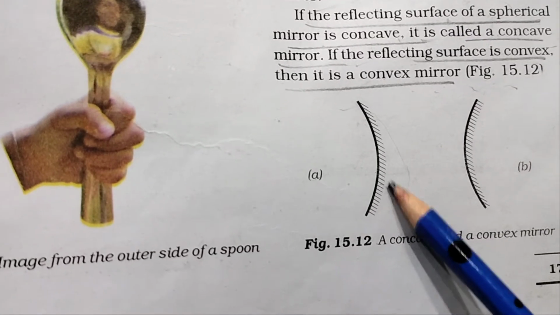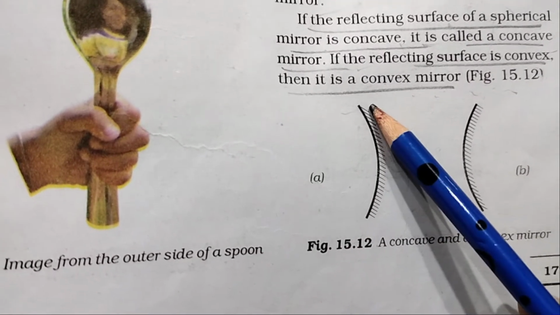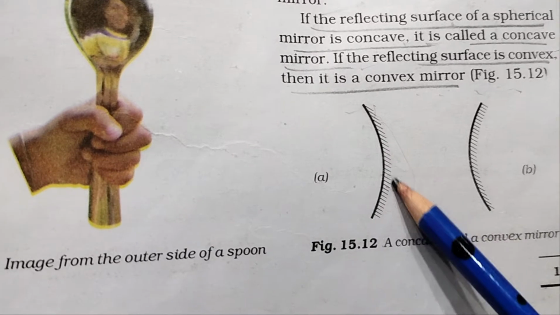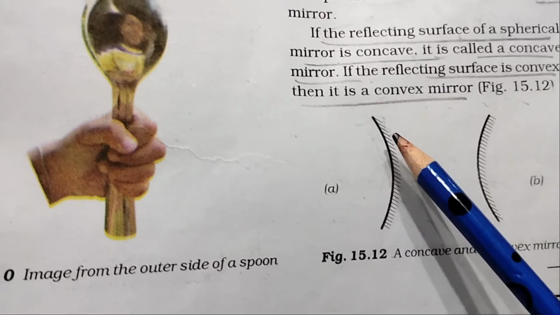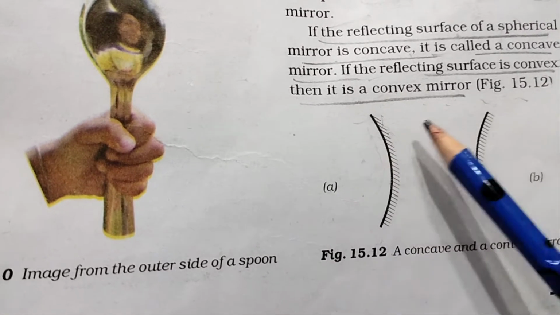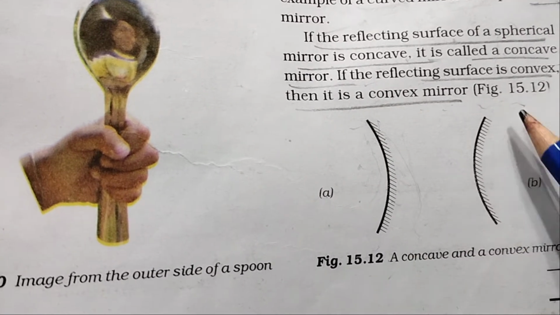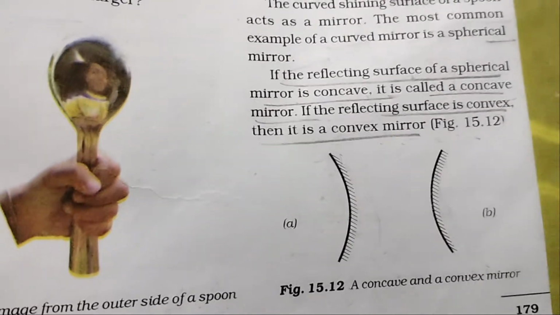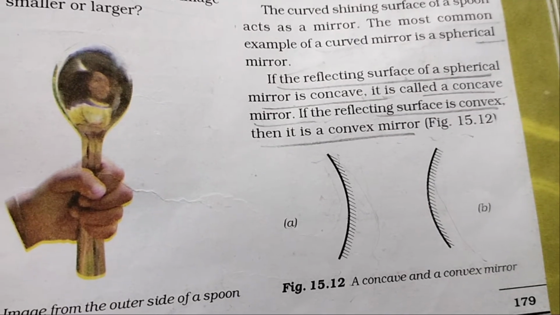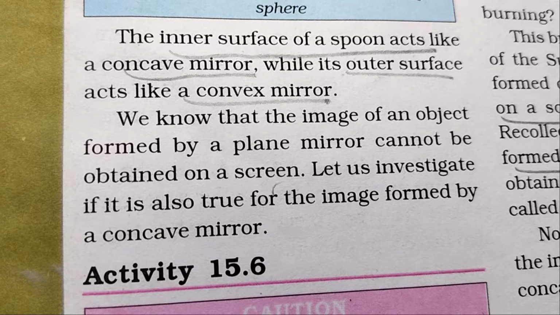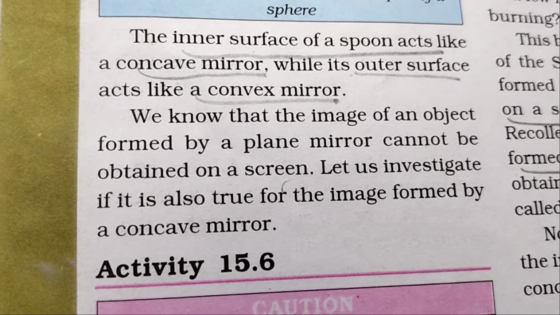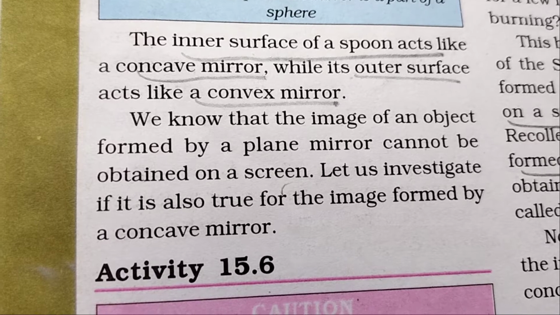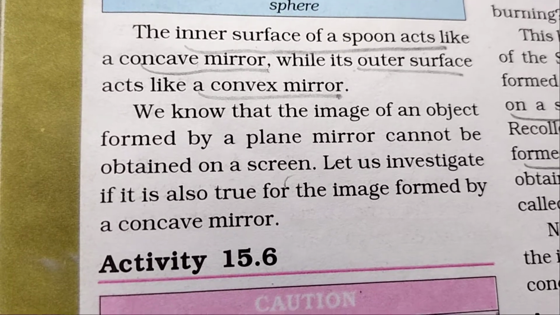जो ये side ऐसे हुई हुई है, ये वाली ऐसे हमने draw करी हुई lines, this is the shiny surface and this is the unshiny surface, or you can say polished surface or unpolished. So this is a concave mirror and this is a convex mirror. Fine. Coming to the next page. The inner surface of a spoon acts like a concave mirror. Please underline this. This is an inference of your activity, while its outer surface acts like a convex mirror.